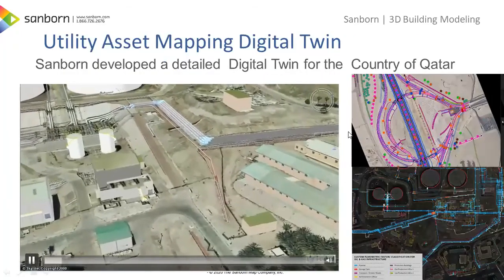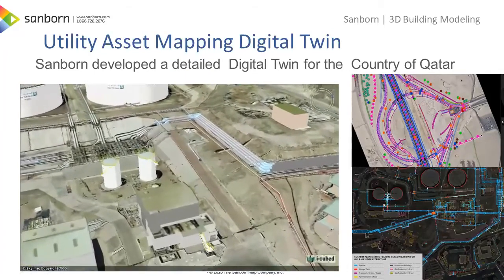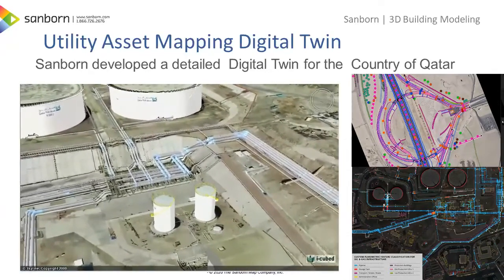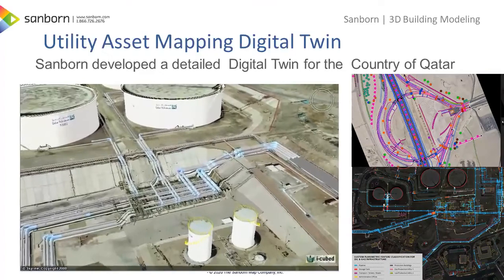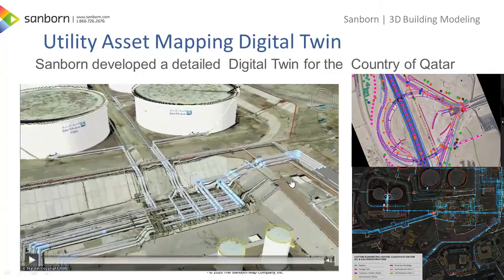This is an example of a digital twin that we built for the country of Qatar. It was almost 1,000 square mile area for their utility and pipelines. And we literally digitized hundreds of thousands of assets. And they have different sensors that now feed into their digital twin where they can analyze which assets need to be maintained, how old they are, what they look like, and get all that information feed from their digital twin.